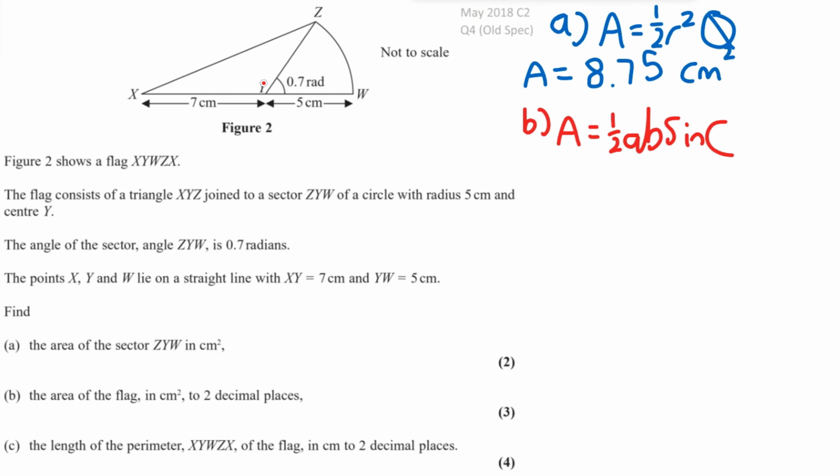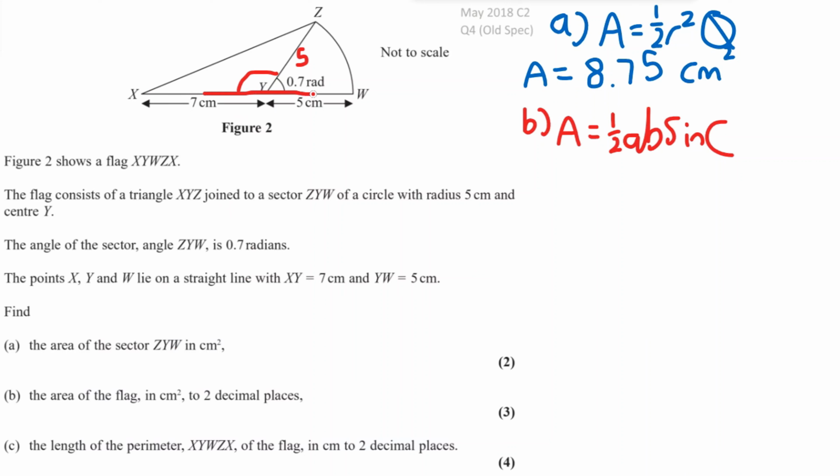Now, there's a couple of things that we could do here. Firstly, we know what the length of this side is here, because we know that the radius of the sector is 5, so therefore this side is going to be 5 as well. So therefore the length of this side is also going to be 5, which is in the triangle. And we can also figure out this angle here, because this is a straight line. You can both see it, and it also says that X, Y, and W lie on a straight line.